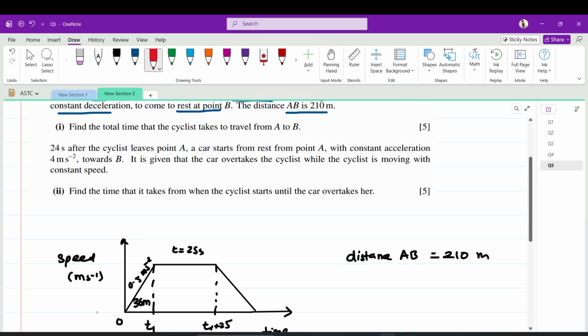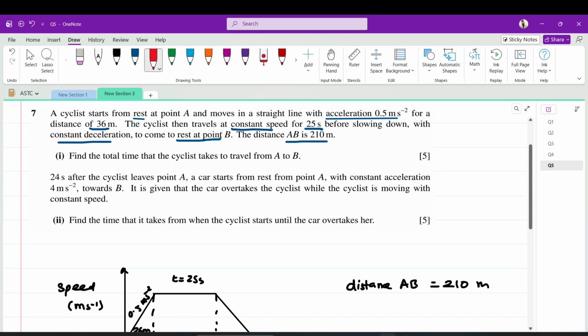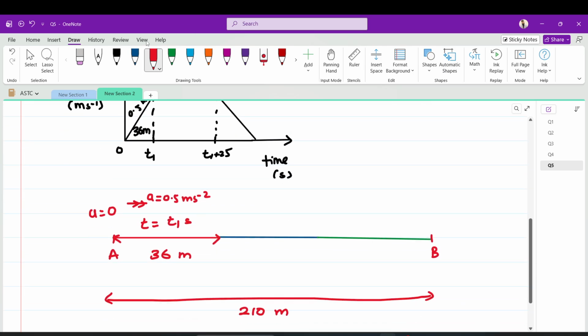All right, the second part of the journey says that it travels at constant speed for 25 seconds. That's the only thing that is known to us. So we can say that t2 is 25 seconds, and v is constant, so therefore we can say a is equal to 0 in this region.